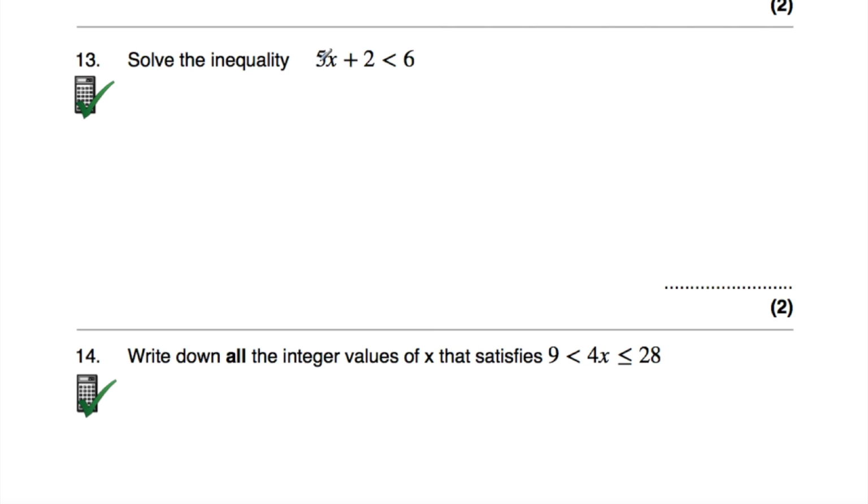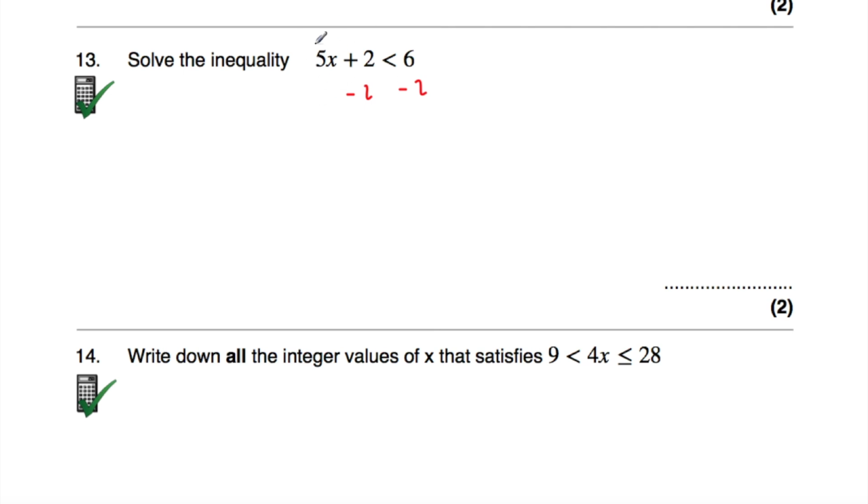So question number 13 is a calculator question, and if you want to use a calculator, you can. I'm going to do it without one because actually you can as well. So here you've got 5x plus 2 is less than 6. We want to solve this inequality, so let's get rid of the plus 2. Let's take 2 away from both sides.